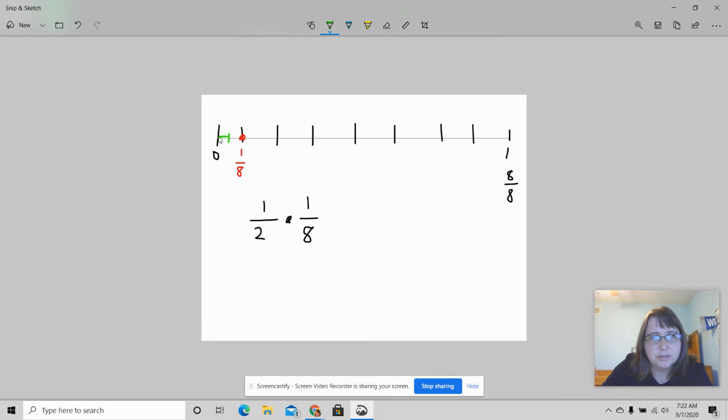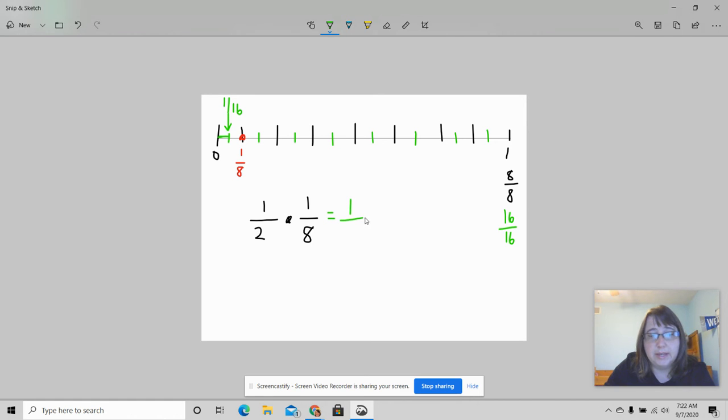So the question is, how much is that? How long is that as I look at the whole? Well, if I make equidistant marks all the way through, then I count them: 1, 2, 3, 4, 5, 6, 7, 8, 9, 10, 11, 12, 13, 14, 15, 16. I see that one whole is 16 sixteenths, and I only have one of them. So 1/2 of 1/8 is 1/16.